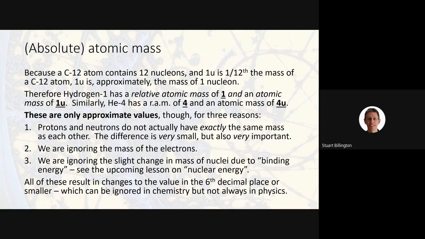So to recap, it's okay if you're only dealing with 1,000th of a gram or so to take the atomic masses as just scaling up by a factor of U. But in physics, where we're going to be down at the 6th, 7th, 8th, 9th decimal place, that's not accurate enough. And we are going to have to take into account the electrons, the difference in masses between the protons and the neutrons, and also this thing called binding energy.